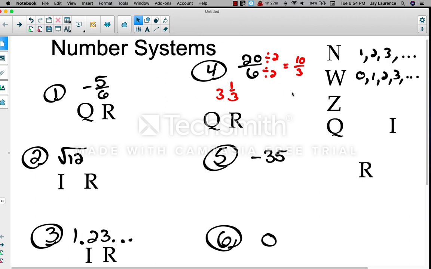All right, so 5. -35. Is it an integer? Well, is 35 a whole number? Sure it is. This is the negative of a whole number. That's the definition of integers, the whole numbers and their negatives, forcing it to be rational, and then therefore it is real, right? Finally, 0, that's one you're pretty good at. It's where the whole numbers start, then the integers, rationals, and reals. All right, very good, very good.